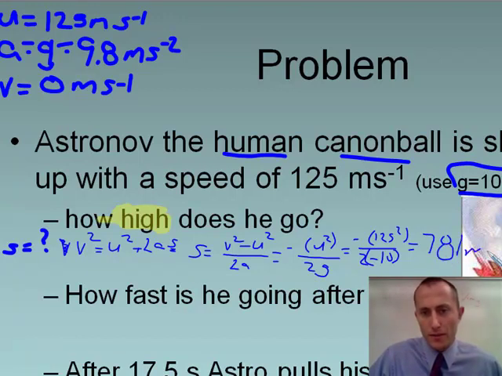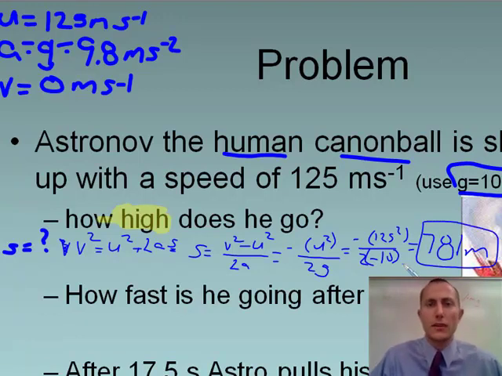781 meters as our answer. Okay, so that's how high he's going to go. Now, how fast is he going after 7.5 seconds?